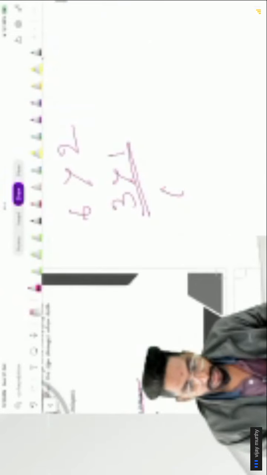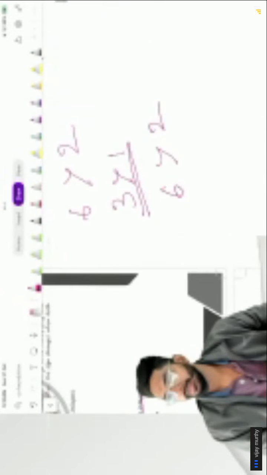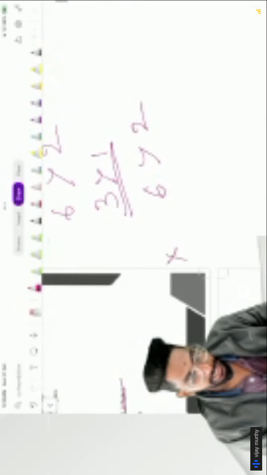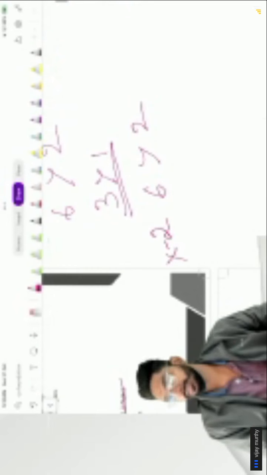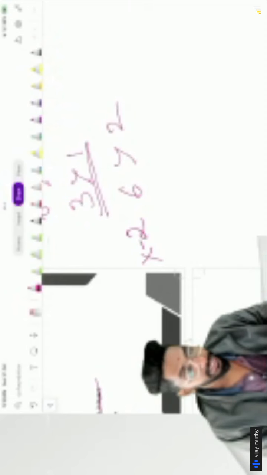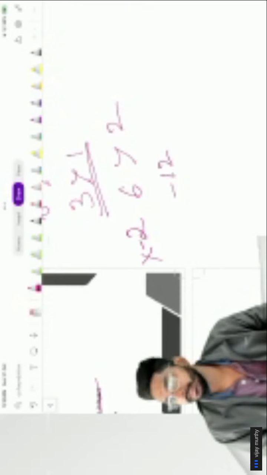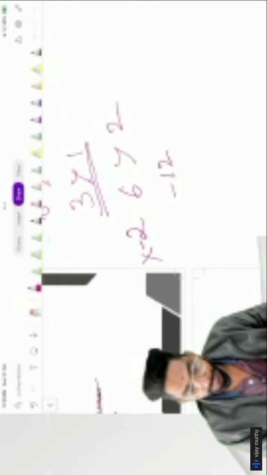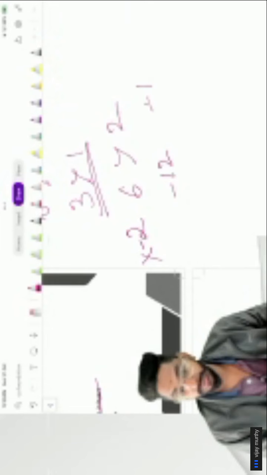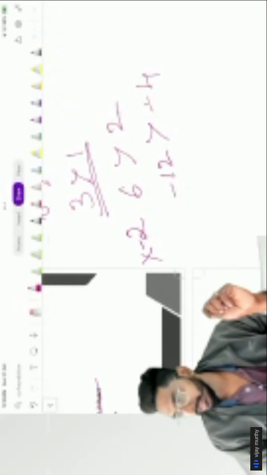6 is greater than 2. I will multiply by a negative number, minus 2. If I multiply by minus 2, 6 into minus 2 is minus 12, and 2 into minus 2 is minus 4. Can I write this symbol, minus 12 greater than minus 4? No. Definitely no, it is wrong.